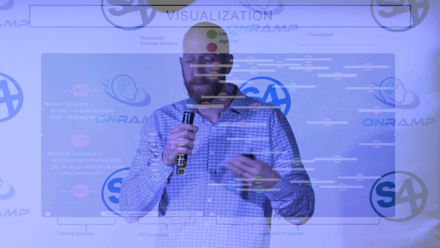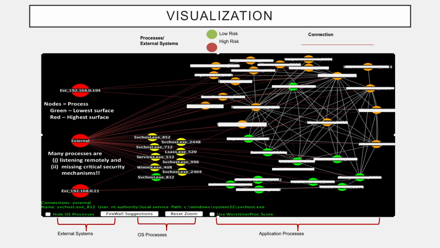So what happens after we run it, you look at something like this, which is the GUI visualization. On the right, you have the red nodes, which are the remote systems and interconnections. On the left, there are processes, so some OS processes and then whatever the application processes are. For all the processes, we give them a score, and then we color them from red, which is high risk, to green, which is they're doing great and they're implementing all the best security mechanisms.